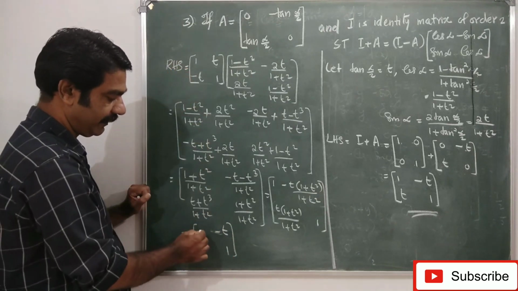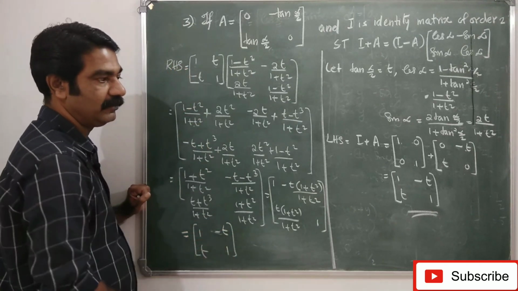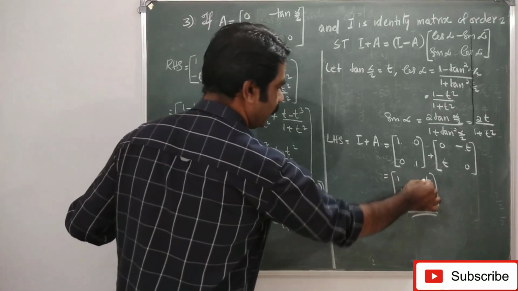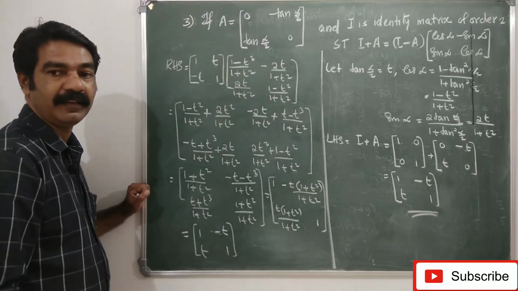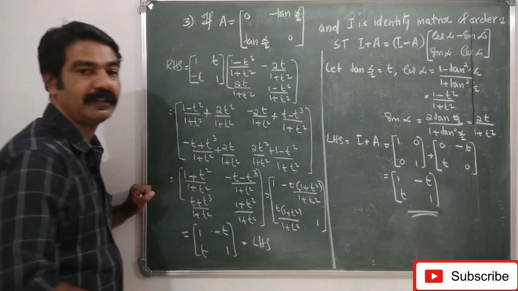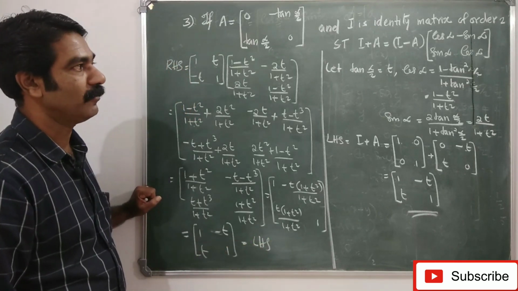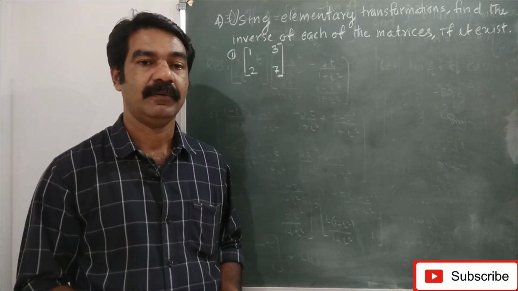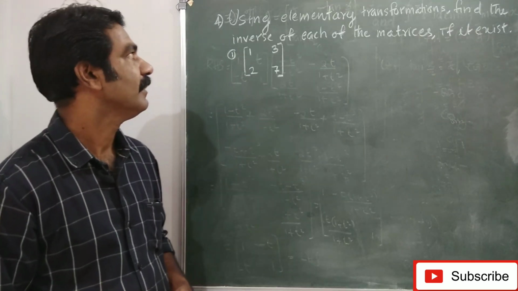RHS is equal to matrix 1 minus t, t, 1. So what is LHS? 1 minus t, t, 1. Both are same. Now LHS equals RHS. Hence, the proof. It's a very important problem. Practice it.